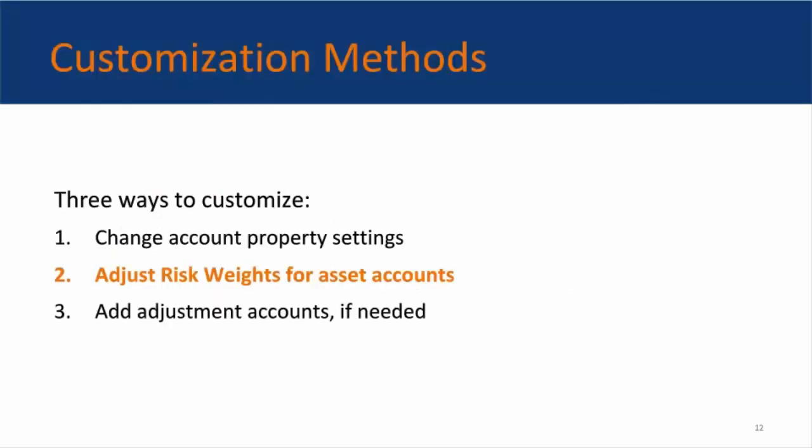So let's take a look at adjusting risk weights for certain asset accounts. This is necessary because Basel III imposed new risk weights on many types of assets and additional types of off-balance sheet exposures that will need to be included in the risk-weighted assets.